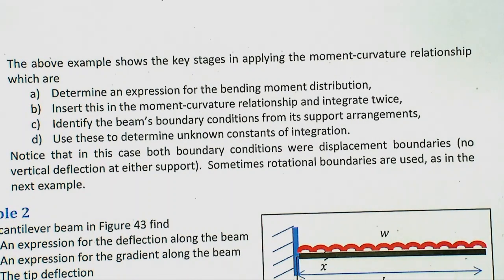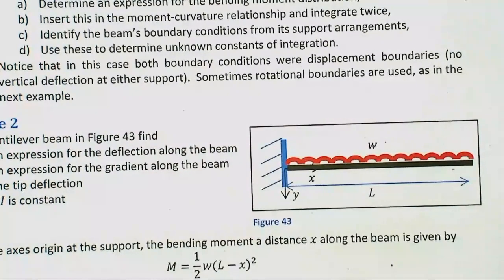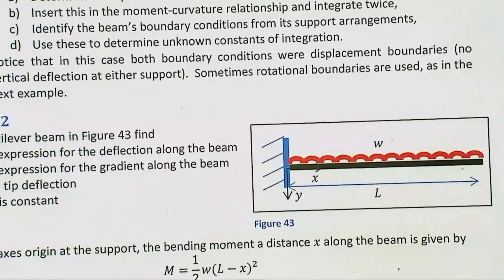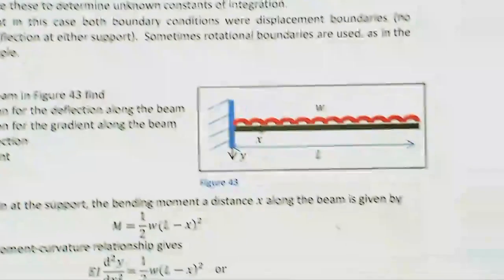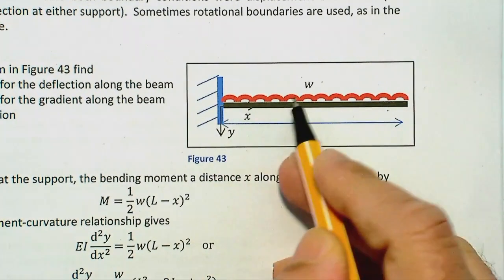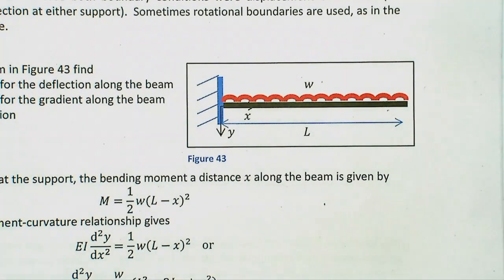So this is the basic approach we will be doing. We can do another problem which would be slightly different in terms of the boundary conditions. The third point would be different, but let's look at that. It's a cantilever beam under uniformly distributed load.